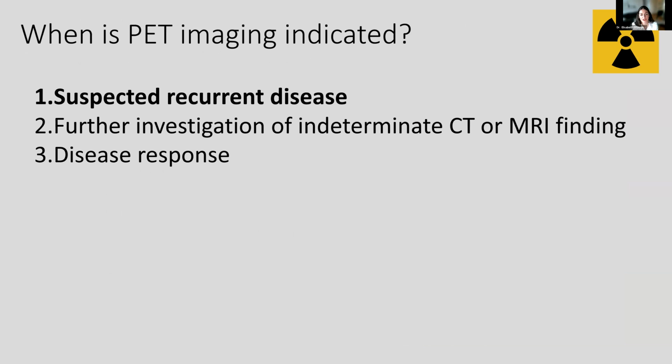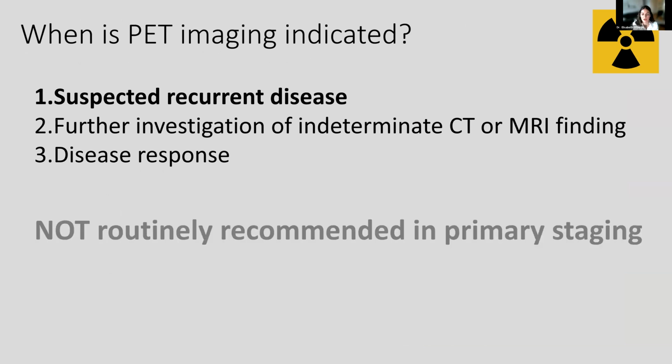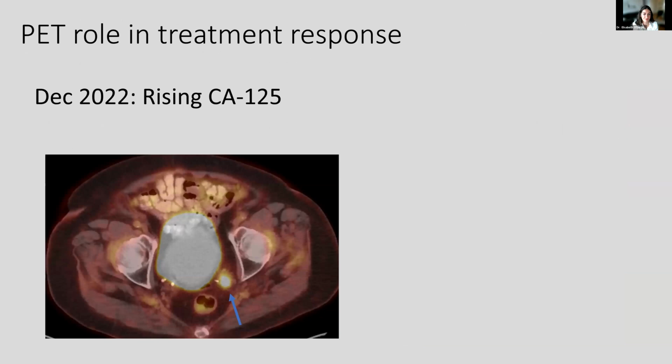So suspected recurrence, I think, is really the biggest one. And I mentioned this, sometimes if there's an indeterminate finding on a CT or an MRI, it could be helpful. Less so, though, I think, than in suspected recurrence. And disease response, again, can be useful, but not recommended routinely for primary staging.